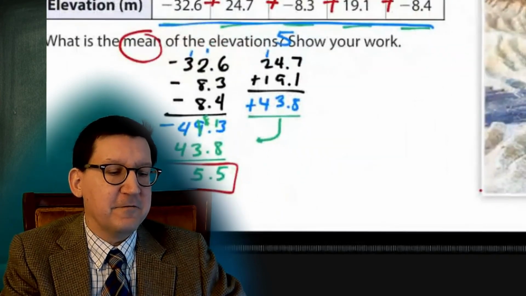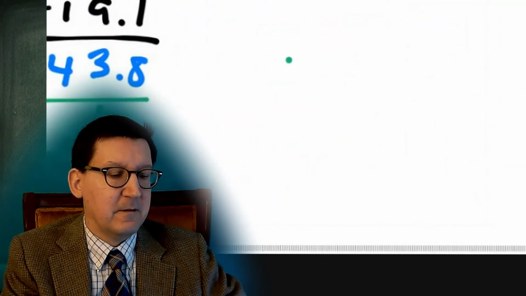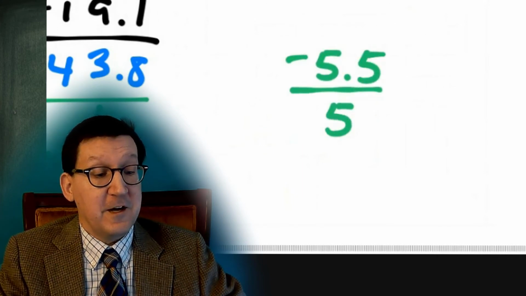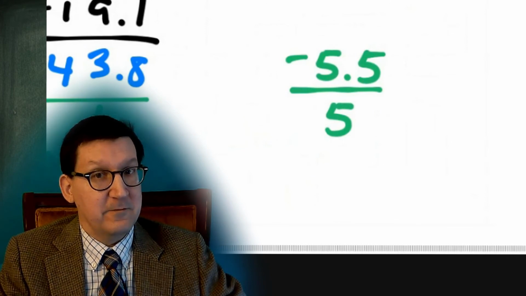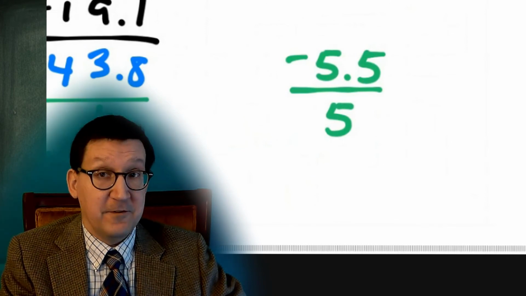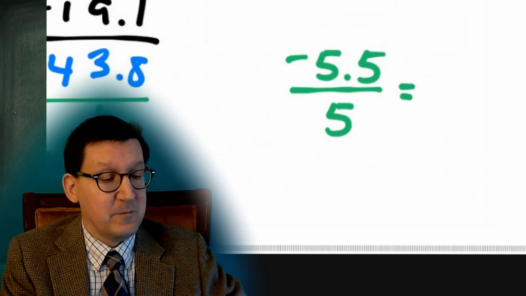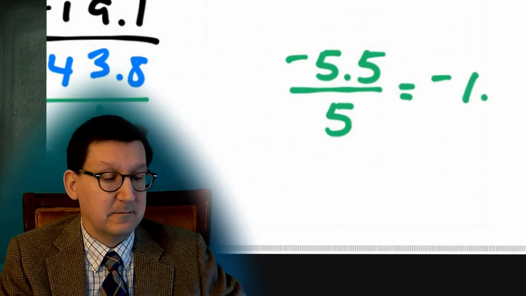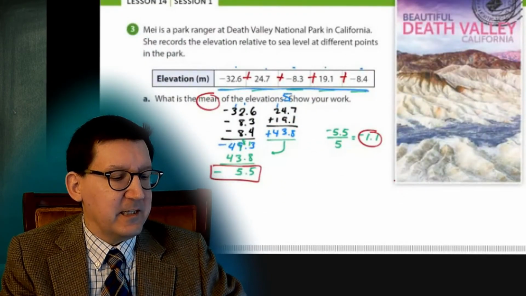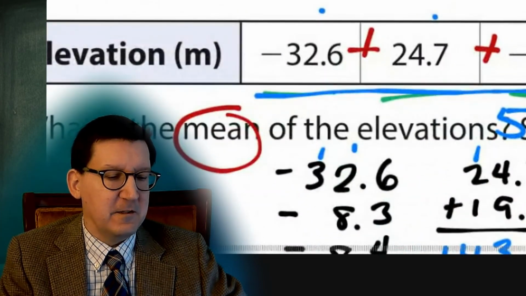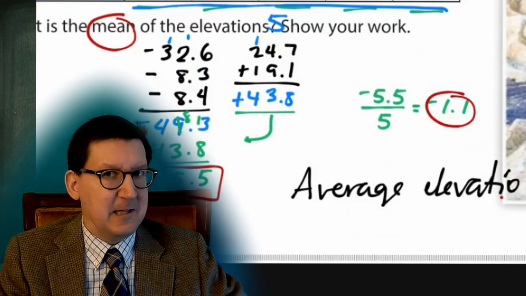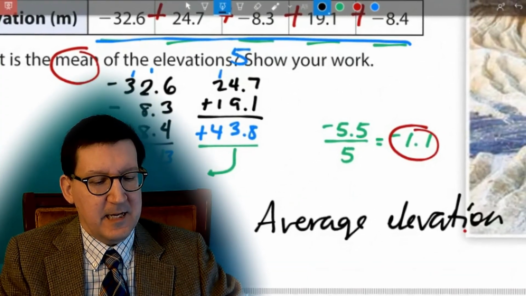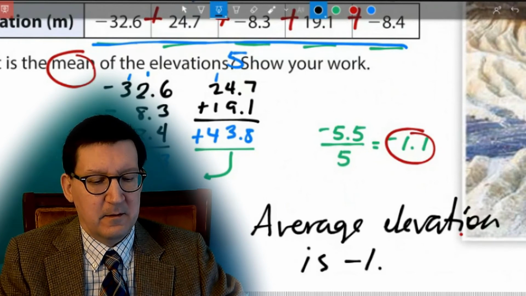And that's not too bad. That's just negative 5.5 divided by the 5 data points that we have. And 5 goes into 5.5 how many times? Well, 5 goes into 5 once. And it's a negative divided by a positive, so the answer stays negative. Negative 5.5 divided by 5 is negative 1.1, right? And our elevation is in meters, so our average elevation, you can also say the mean of the elevations, is negative 1.1 meters.